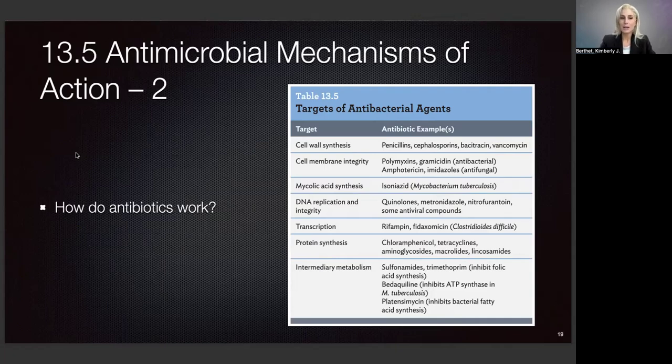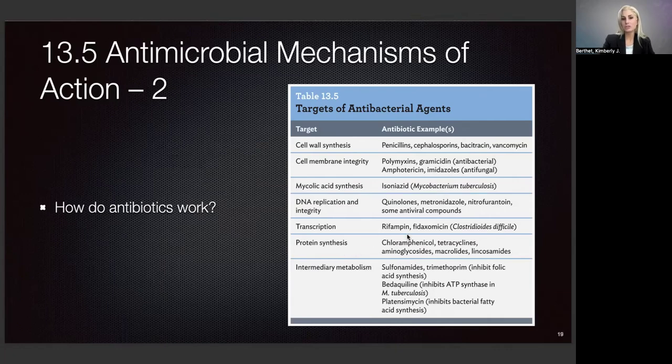When we talk about how antibiotics work, again, it's that selective toxicity. So we're targeting things that microorganisms do that our cells don't do. So cell wall synthesis, we have the peptidoglycan. Peptidoglycan is found in bacterial cells, not in our own cells. So it's a perfect target for selective toxicity. Cell membrane integrity, some of the membranes we can alter with these antibacterial and antifungal mechanisms, which we'll talk about later. Mycolic acid synthesis, we'll discuss DNA replication, transcription, protein synthesis, and metabolic reactions as well.